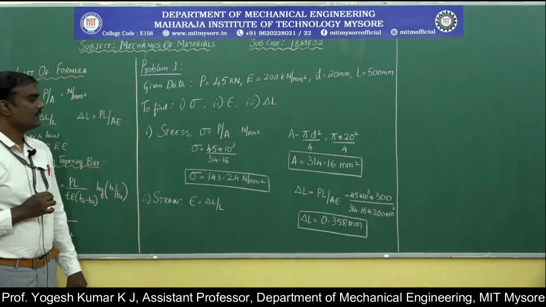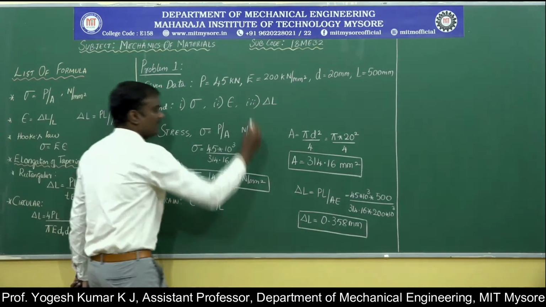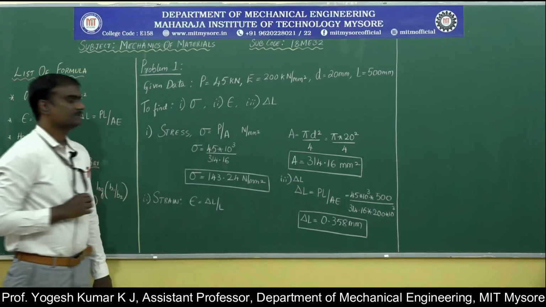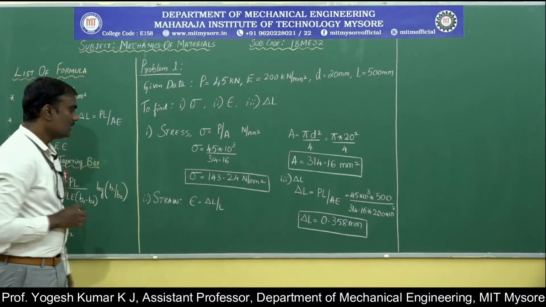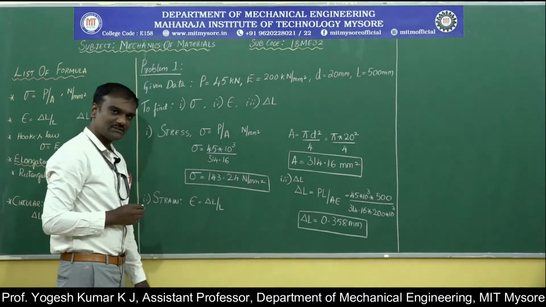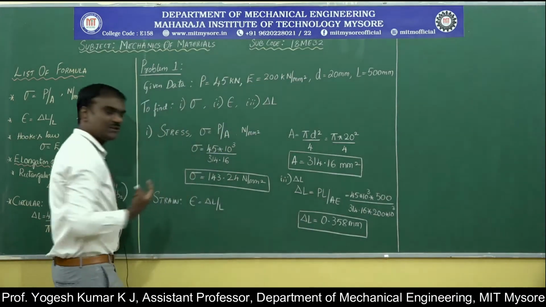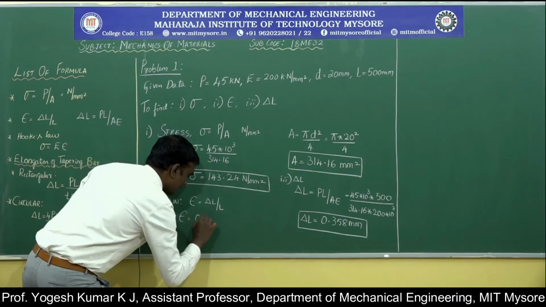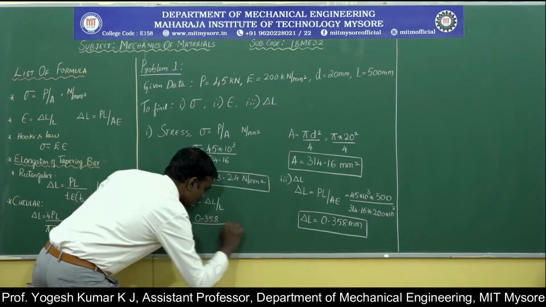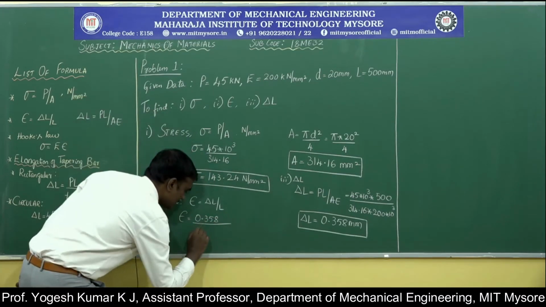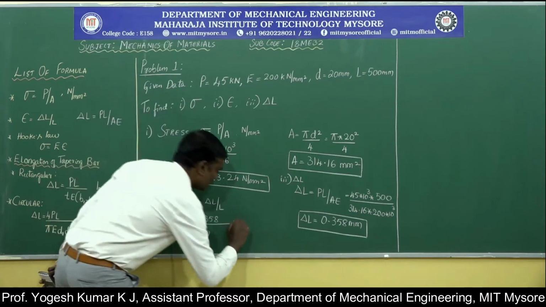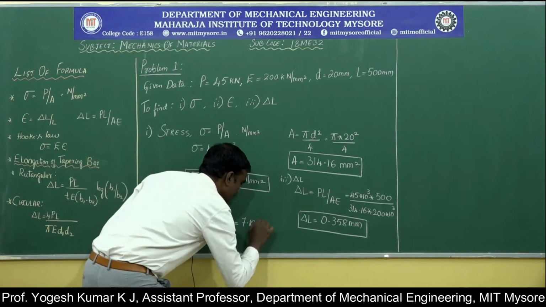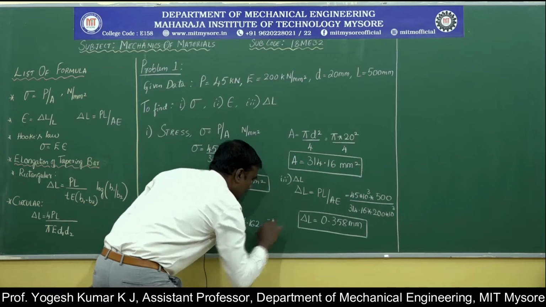So we found the change in length or the elongation. That is the third unknown which they have asked. Now since we know the elongation and the original length of the member, can we find the strain? So strain epsilon equals delta L, 0.358, divided by the original length, 500 mm. If you solve this using the calculator, we get 7.162 into 10 to the power of minus 4.